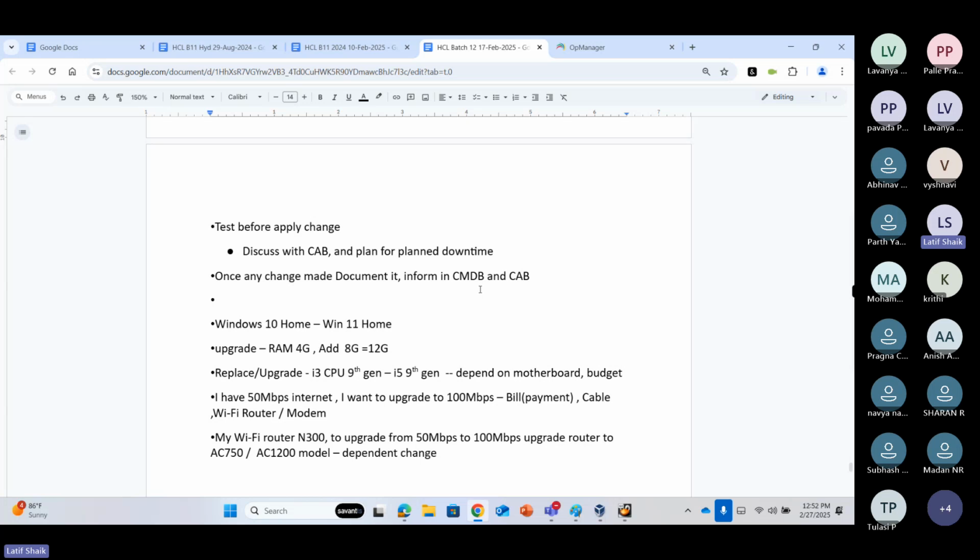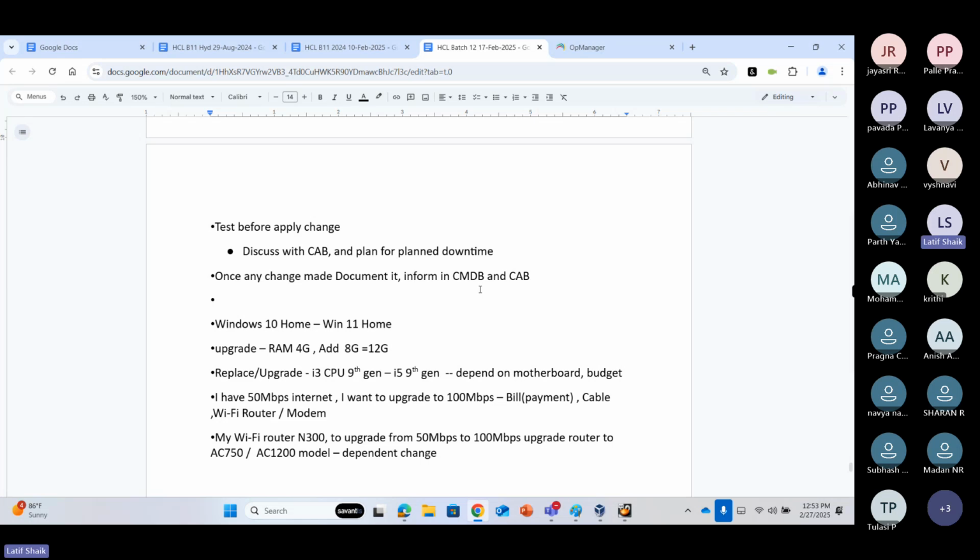Component availabilities. All these things you have to discuss with the CAB, the Change Advisory Board. Hence, it's a group of people. Next, of course, while you are discussing with the CAB, you also have to plan for a planned downtime. From this period to this period, due to certain changes or maintenance activities, services may not be available. So that is called a planned downtime.